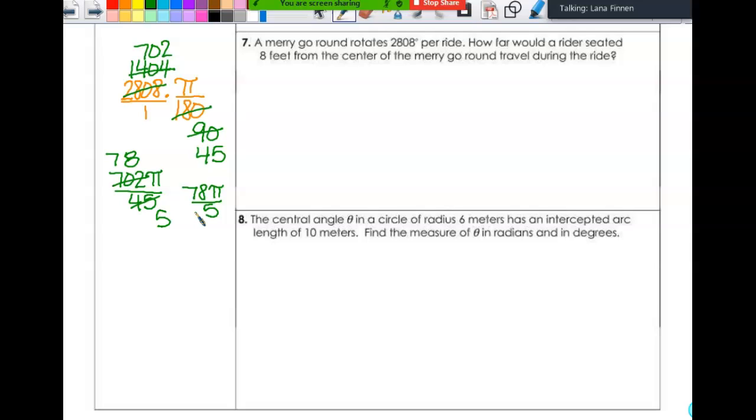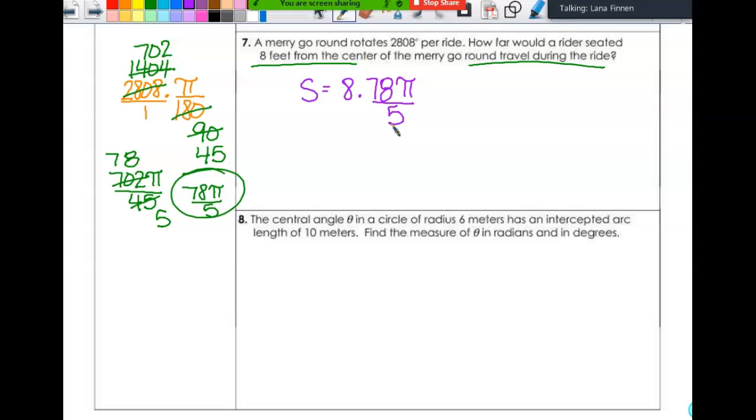Okay. All right. So now we have our angle. This is what we're going to use. And so I've got my angle, 8 feet from the center. That's my radius. How far would they travel? That's going to be my arc length. So my arc length is how far I travel around the circle. That's equal to my radius, which is 8, times theta, which is 78 pi over 5.